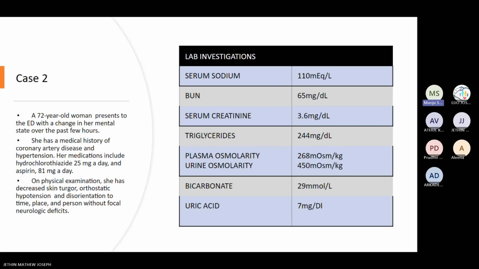And on examination, you find that she has some decreased skin turgor, she has some orthostatic hypotension, and she's disoriented. So her lab investigations are given here. You can see that she has severe hyponatremia. Her creatinine is given as elevated, but the BUN does not seem to be very grossly elevated.